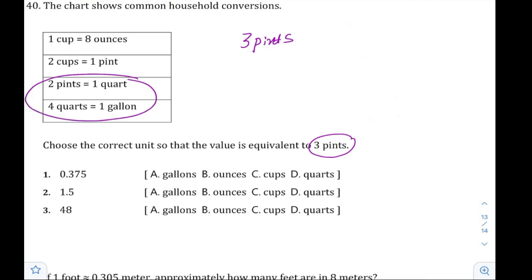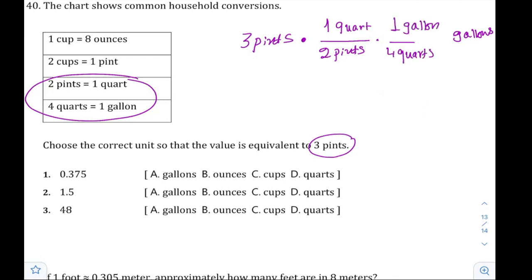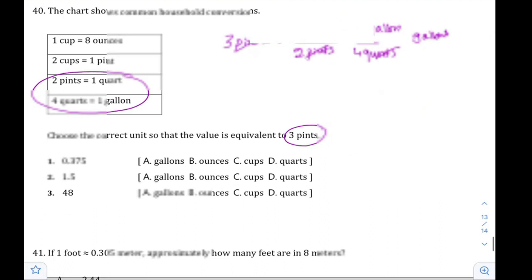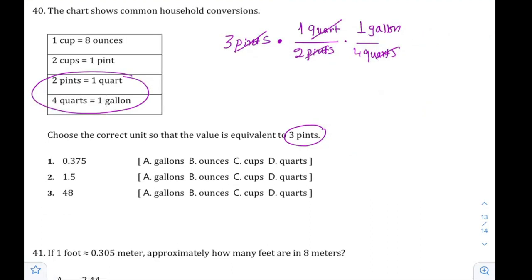What do you need? 3 pints. I will do it this way. I want at the end to have gallons. So what shall I do? I will multiply 3 pints by, we know that 1 quart is 2 pints. And we know that 4 quarts is 1 gallon. Why am I writing in this order? Because the quarts will go with the quarts, pints will go with pints, and I will be left with the gallons that I need. I need gallons at the end.